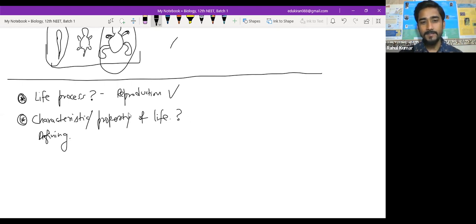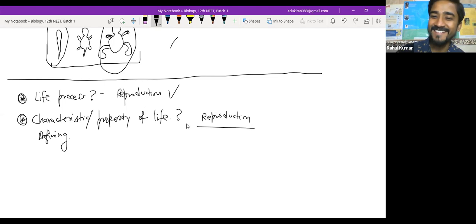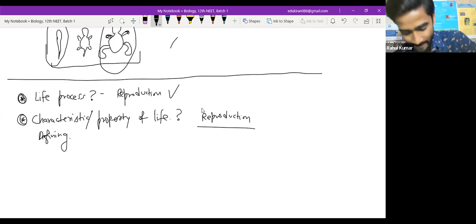But now the question comes: is reproduction a defining property of life? No, sir. Why? Because the answer to the earlier question was yes, so obviously it has to be no for this question, right? Why is reproduction not a defining property of life? Anyone? Yes, Atif. So the organism can live without reproduction. Perfect.